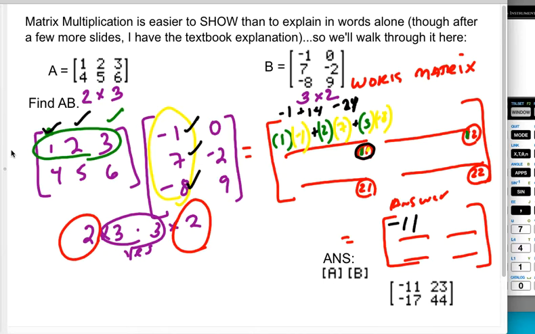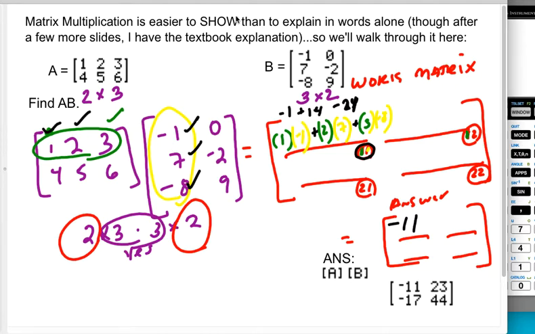So you work your way across the row and down the column. And the way you know which row and which column to use is based on what your entry is. This entry is in the first row and the first column of my answer. So I use the first row of the first matrix and the first column. Okay, so now let's do the next one.